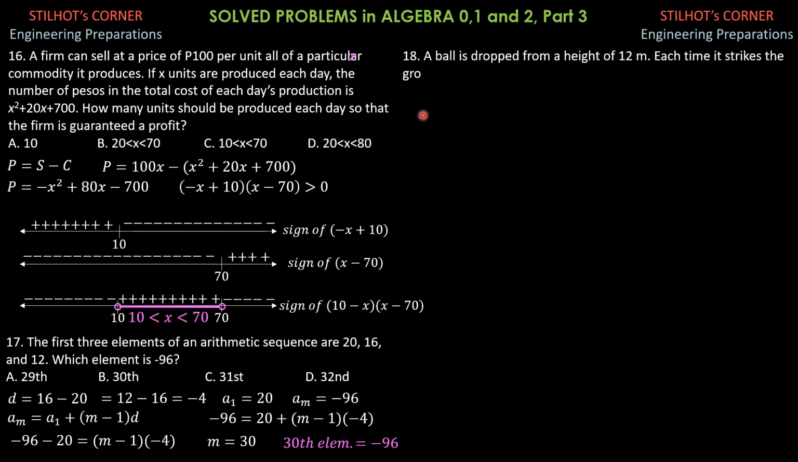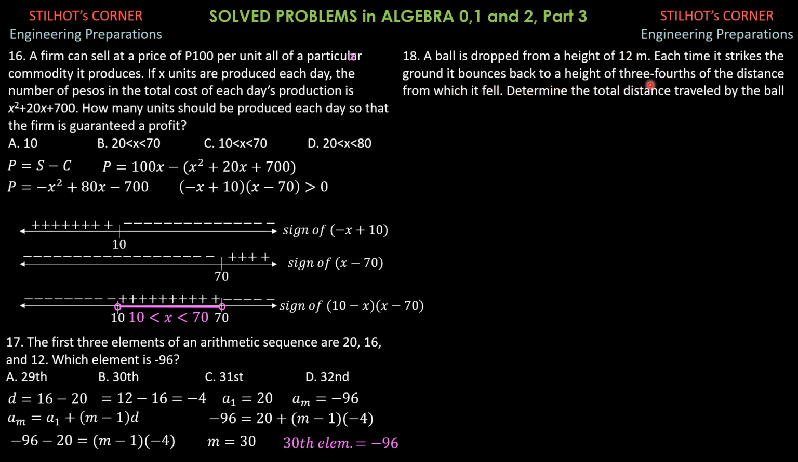Problem 18. A ball is dropped from a height of 12 meters. Each time it strikes the ground, it bounces back to a height of 3/4 of the distance from which it fell. So determine the total distance traveled by the ball before it comes to rest.